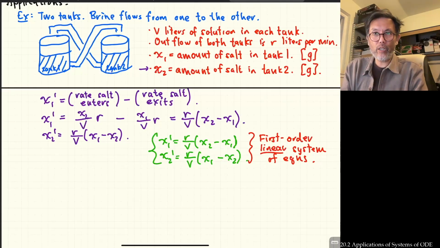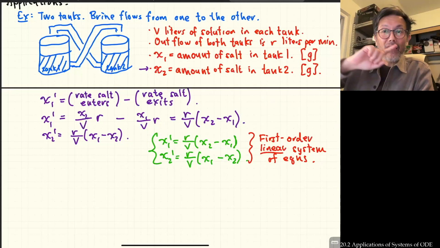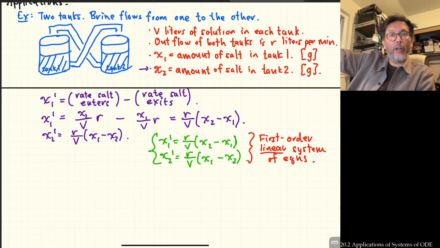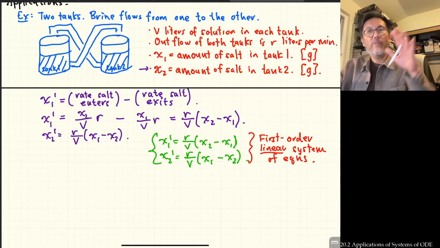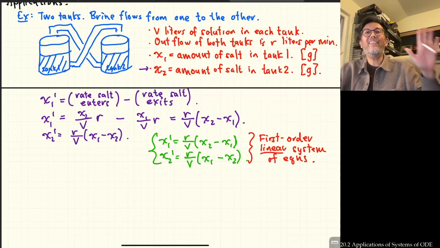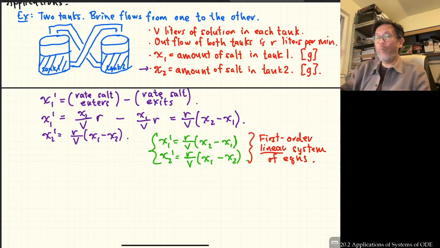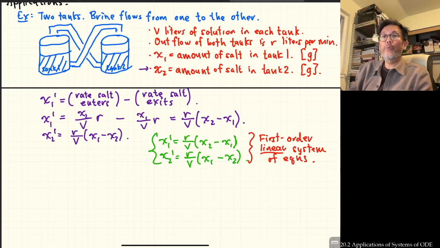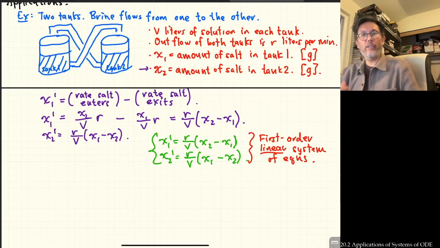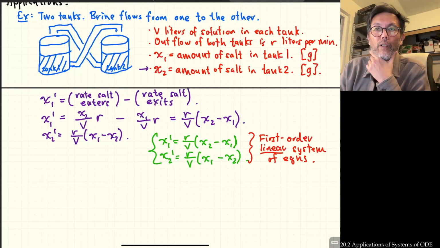And I think what your common sense would suggest is that as time gets very, very large, you're going to see the amount of salt in each of the tanks equalize, right? So that the amount of salt in tank 1 will be (x1 plus x2) over 2, basically half of the total amount of salt. And similarly for the other tank, right?